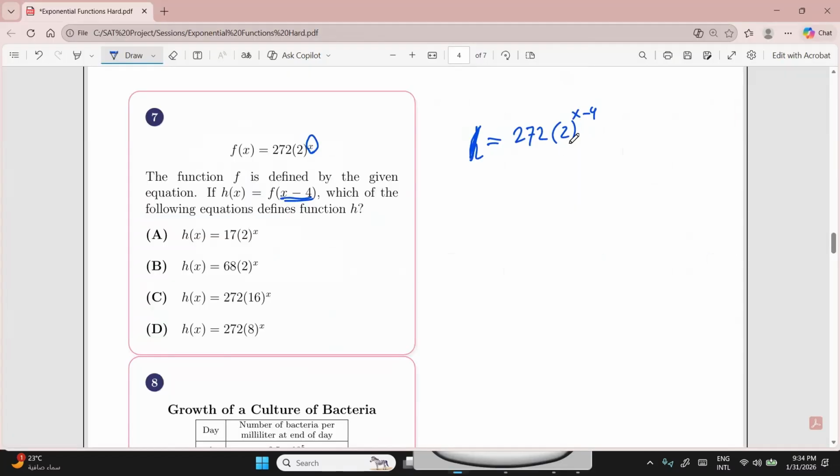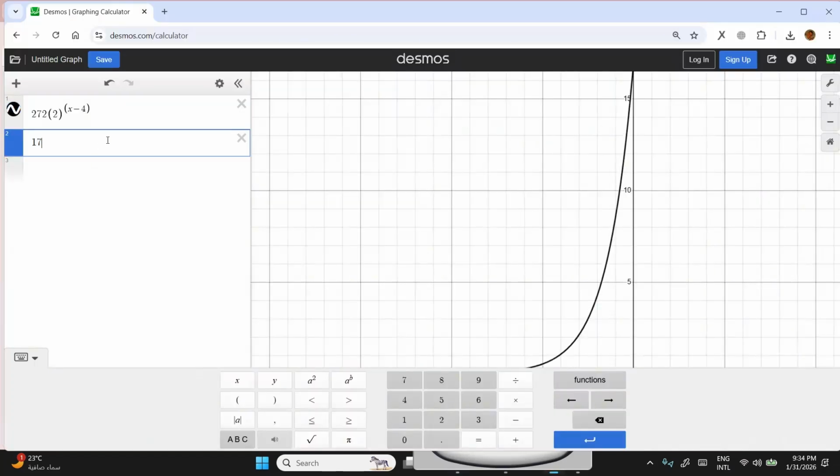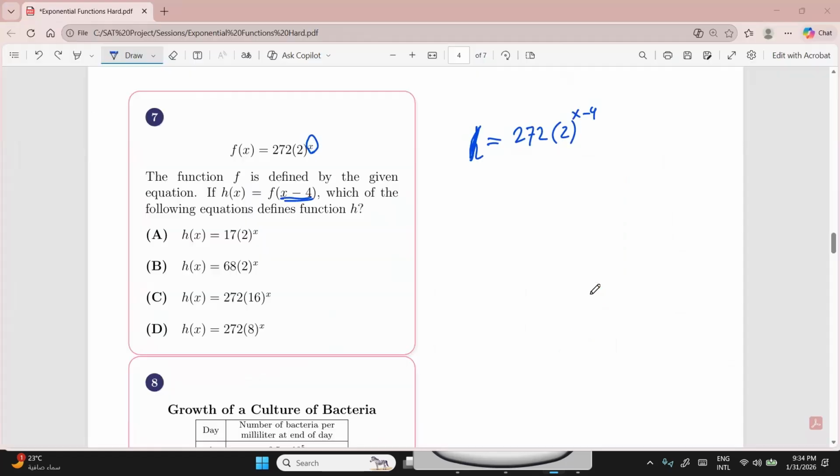Okay. And then we write all of these, but one by one. 17 times 2 to the x. Let's write it here, 17 times 2 to the x power. Yeah, we get the same answer. So that's it. Look, black. Our black graph is the same as this one, which is blue, which is red. So we choose letter A directly without even exploring any of these.